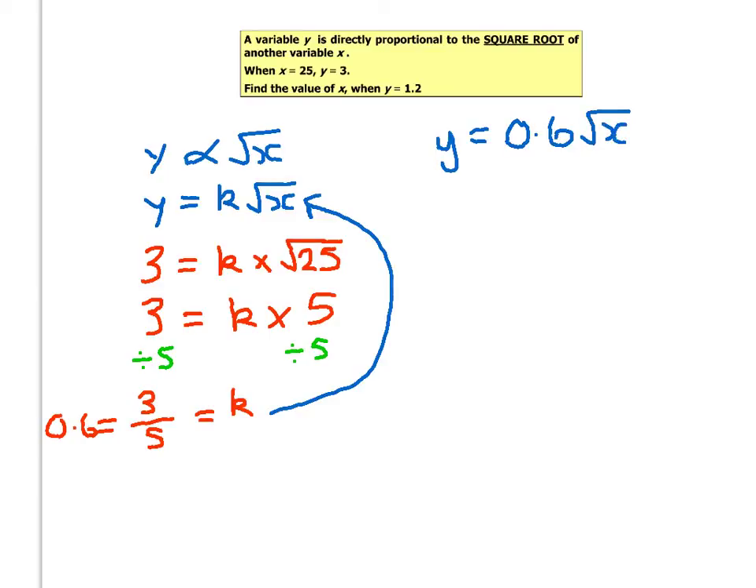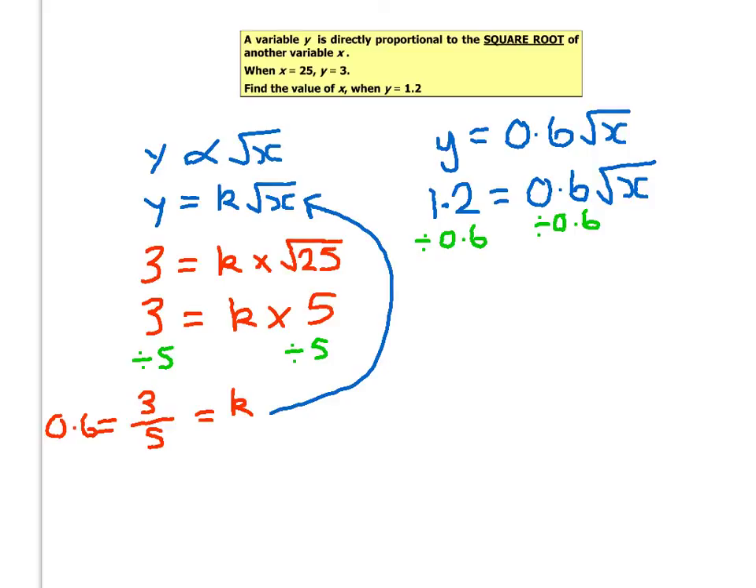So now I've just got to find the value of x when y equals 1.2. So let's put that in. When y is 1.2, I've got 0.6 multiplied by the square root of x. So I need to find x. So the first thing I've got to get rid of is this 0.6. Currently it's 0.6 times the square root of x. So to get rid of 0.6, I'm going to divide both sides by it.